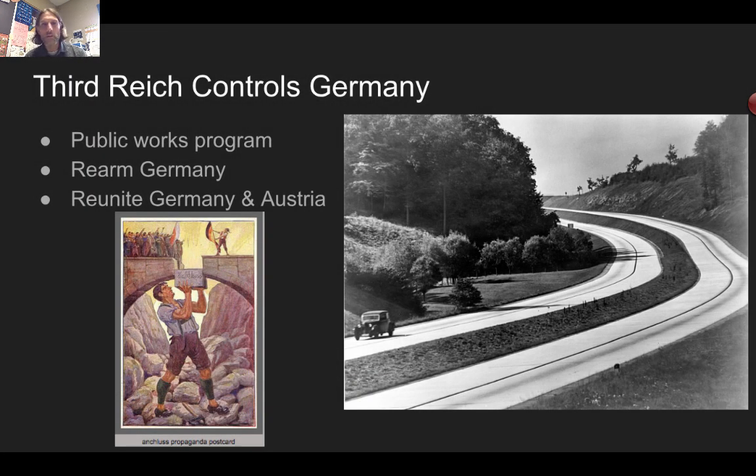The other thing that he's going to do is he's going to launch a public works program. So this is a picture on the right of the Autobahn. And the Autobahn was built during this period of time. It's going to put lots of people to work. It's going to take lots of materials. And it's going to help restart the economy.